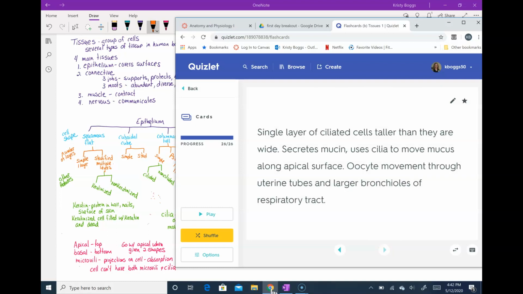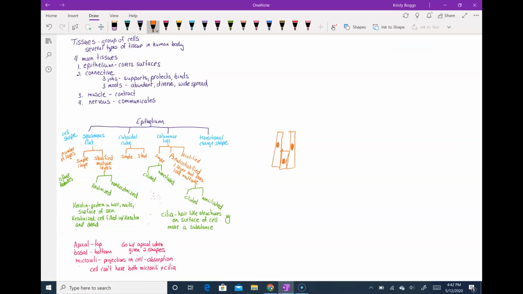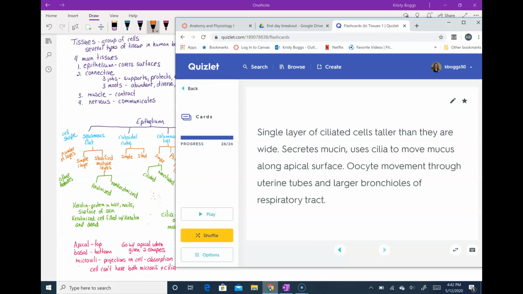Okay, single layer, simple. Ciliated cells, look back here. If it's ciliated, it has to be columnar. None of the other shapes have ciliated as an option. And it also tells us that it has oocyte movement, which is just the scientific name for the egg, through the uterine tubes or fallopian tubes.